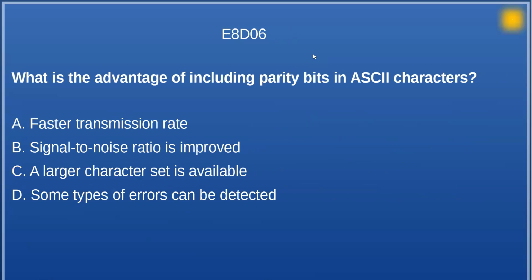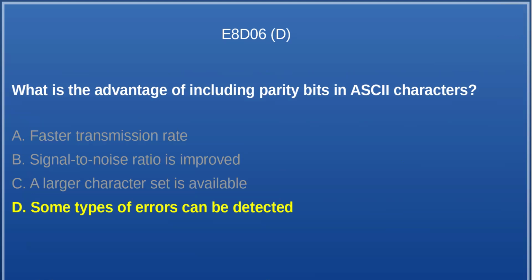What's the advantage of including parity bits in ASCII characters? Thumbs up. That's what kind of potentially throws you off on the previous question. But it's not correction, it's detection. It can only say there's an error. Like there's an error in transmission. That's called ARQ.